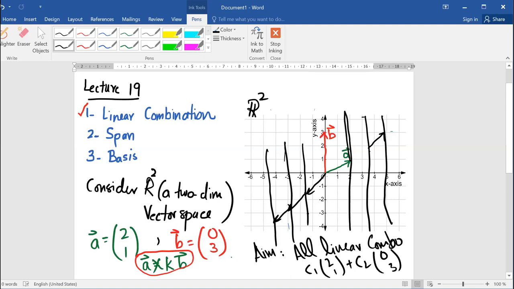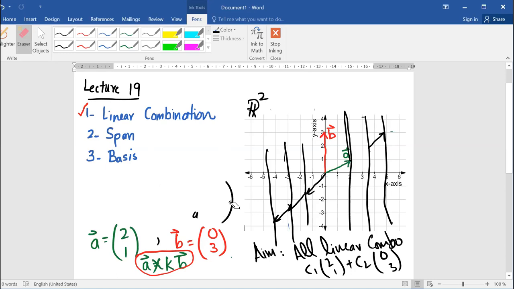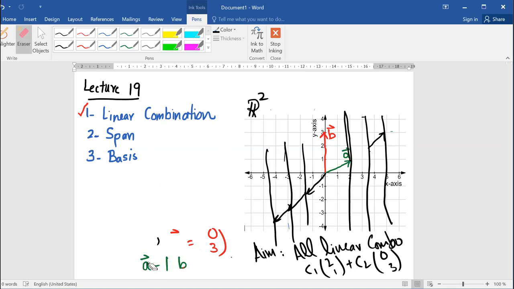R square. So we can say that if you take all linear combinations where C1 and C2 are any arbitrary constants belonging to the real line, then this linear combination will reach every single point on R square. So with this big notion, we can go to the next concept, which is span. What I'm saying right now is the span of A and B. When we say span of A and B, this is our second concept. So the span of A comma B.